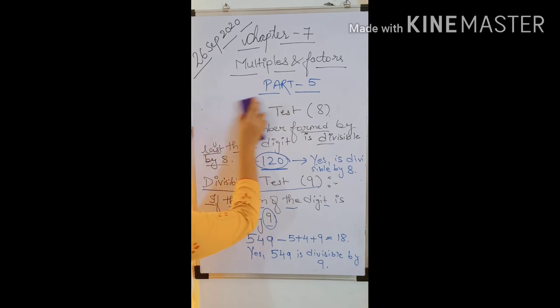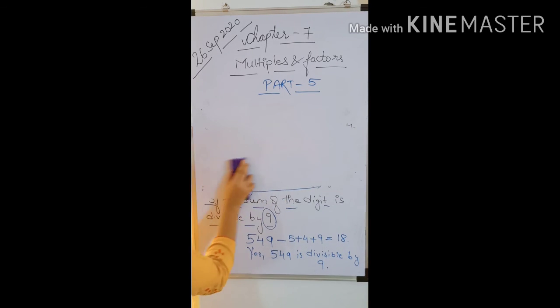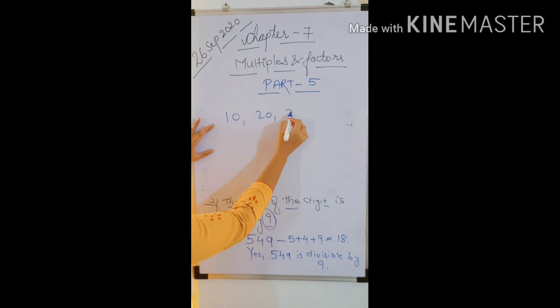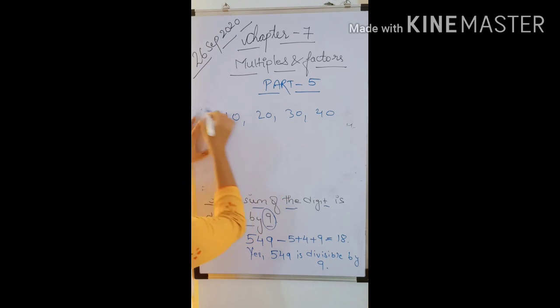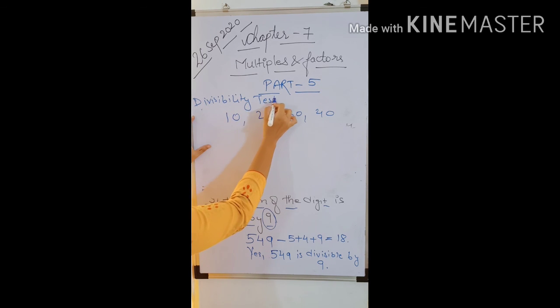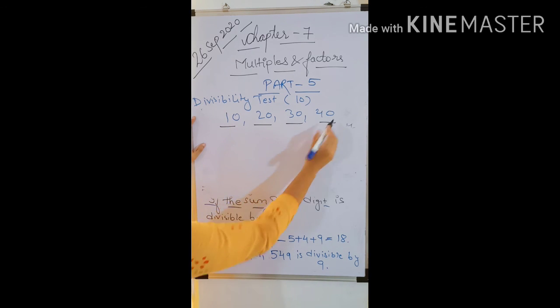This was the divisibility test for 9. Now moving to the last divisibility rule, that is divisibility by 10. As the name is by 10, we know very well, we have seen the table of 10: 10, 20, 30, 40. This is the divisibility rule of 10. Now we know very well 10 ones are 10, 10 twos are 20, 10 threes are 30, 10 fours are 40.